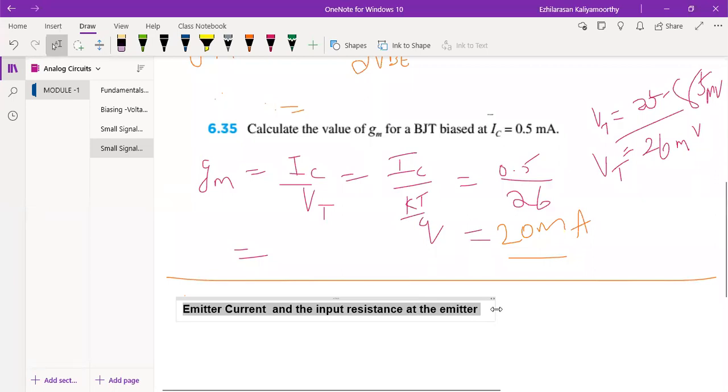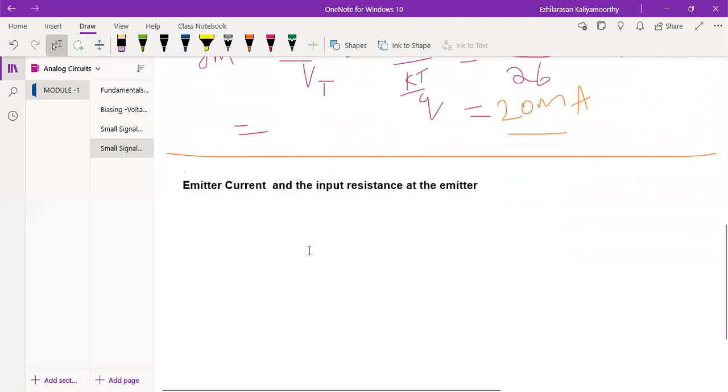Now let us calculate the emitter current here. First, let us calculate the total emitter current. Always remember you have to choose the diagram shown previously. That diagram only, we are using everywhere.